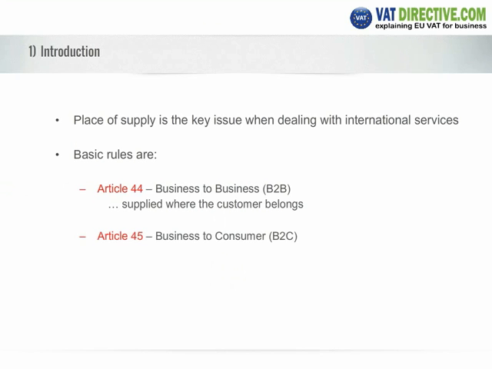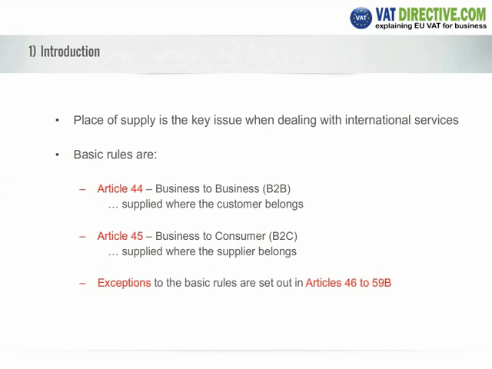The other basic rule is Article 45, business-to-consumer services. This has become known as B2C, and the place of supply for B2C services is where the supplier belongs. There are various exceptions to the basic rules, and these are set out in the Directive, Articles 46 through to 59b. And it's one of these overrides that has prompted MOS, which we'll come to very shortly.